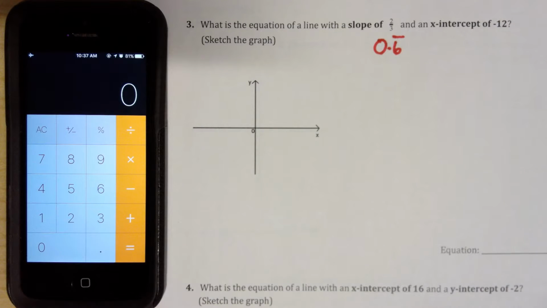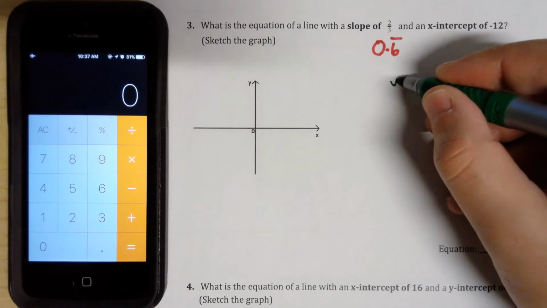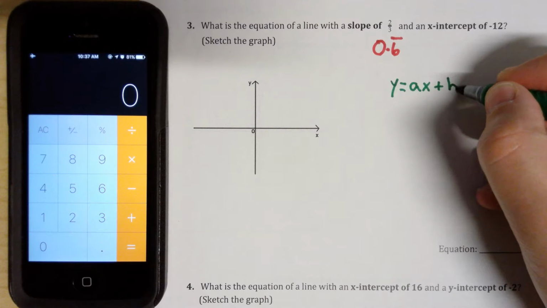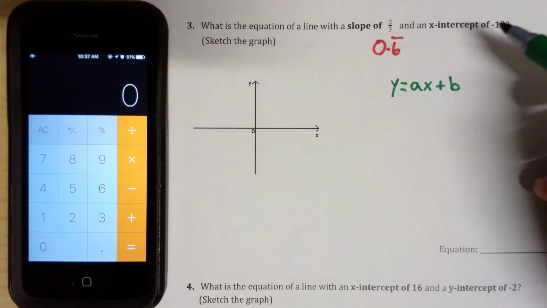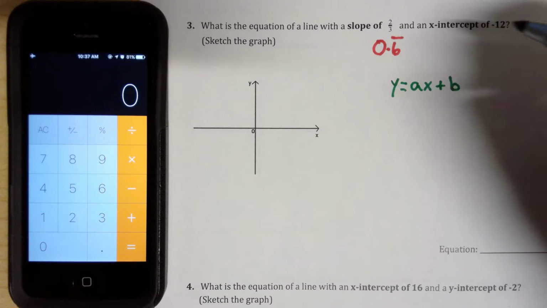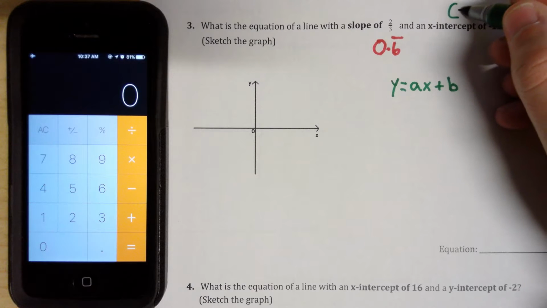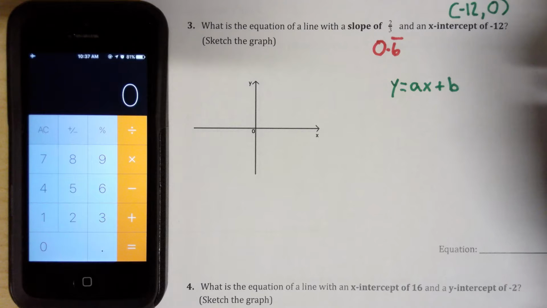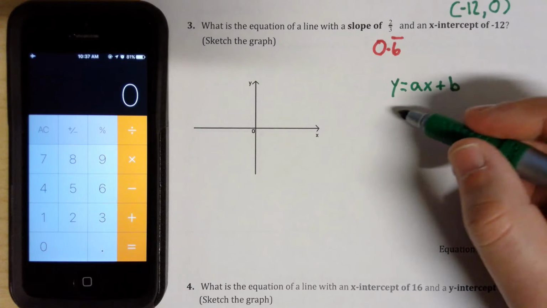The next thing we're going to do is we're going to use our rule. So we're given our x-intercept to find what we're missing. So y equals ax plus b. Now we know when we have an x-intercept, we actually are given our y-coordinate also. Because when our x-intercept is negative 12, it means that our y must be 0. So now we can use that to help us solve.